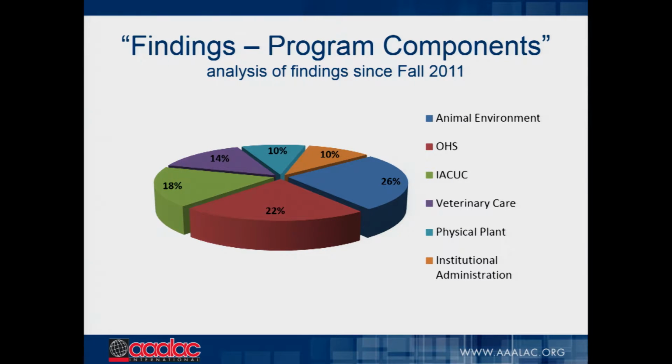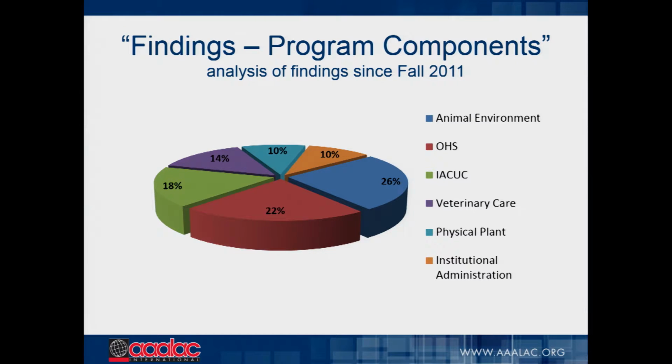I've sprinkled in AAALAC findings here, probably in my feeble attempt to try and keep you awake as we march through the afternoon. But I think this is interesting. This is, if we analyze all the findings we describe at site visits, at the exit briefing, we look at your program in these 6 main components: animal environment, occupational health and safety, the IACUC, veterinary care, physical plant, institutional administration, the support given by the institution.